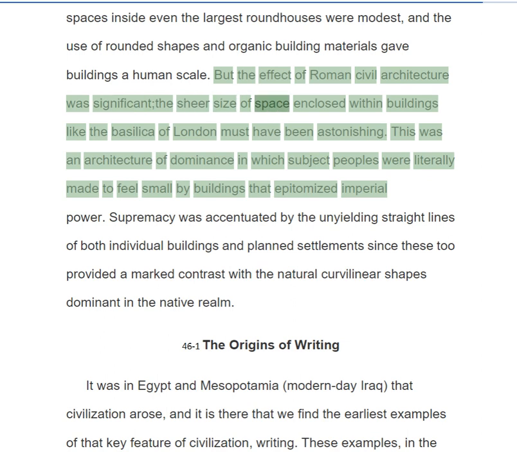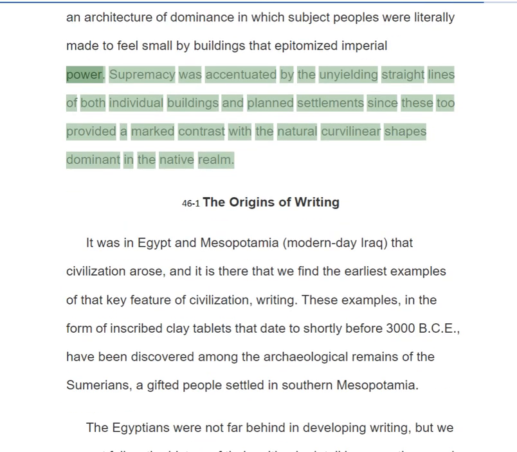The sheer size of space enclosed within buildings like the Basilica of London must have been astonishing. This was an architecture of dominance in which subject peoples were literally made to feel small by buildings that epitomized imperial power. Supremacy was accentuated by the unyielding straight lines of both individual buildings and planned settlements, since these two provided a marked contrast with the natural curvilinear shapes dominant in the native realm.